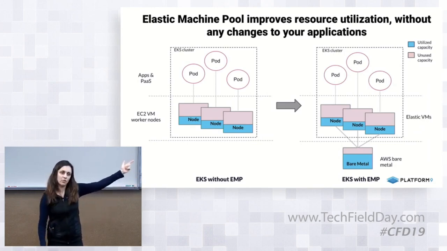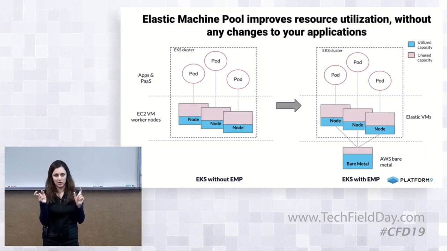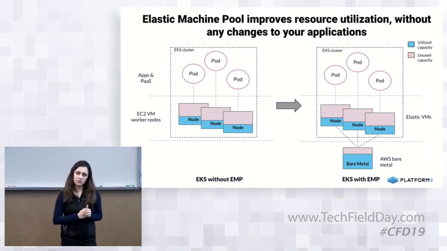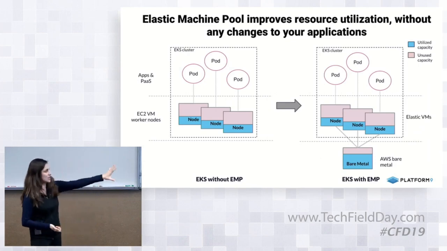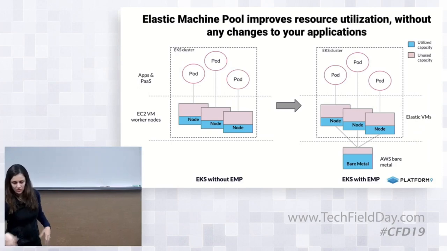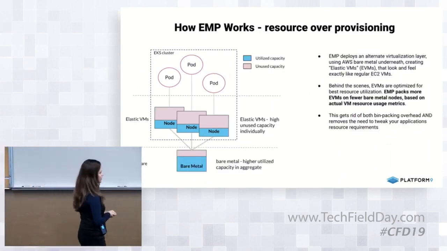And then on top of that, we deploy what we call elastic virtual machines. This concept, EVM, you will see referenced. These EVMs look and feel exactly like your EC2 worker nodes, but they are highly optimized to be better consumers of the resources given to them. So that's the key thesis behind EMP. It's pretty simple, but I think it's powerful.